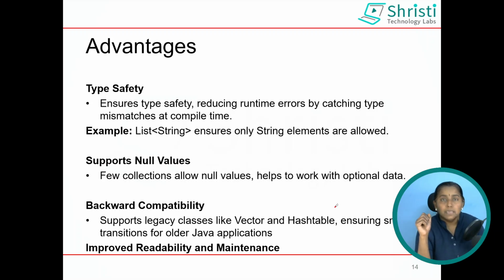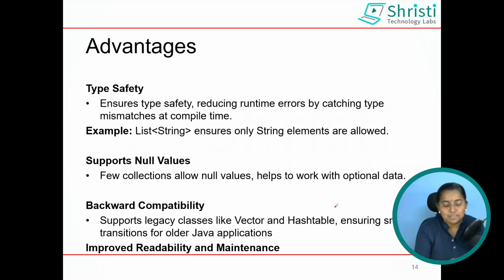Backward compatibility. As I told you, we have vector. Vector is a legacy class. All the methods in vector are synchronized, meaning to say that it is a thread safe collection. You can use vector for working with multi-threaded applications. Now if you notice, we are in Java 21. If we want to work with the legacy applications that are written in Java, the legacy classes which are available in collection framework will support that. Together with vector, I have also added hash table. Hash table is like a key value pair. It comes hand in hand with map. While discussing map, we will learn more about this hash table.